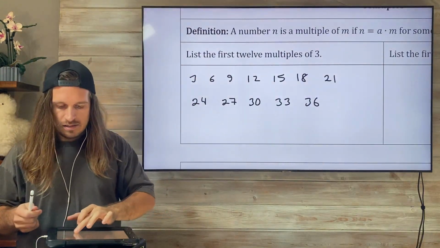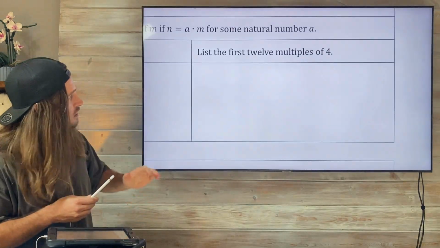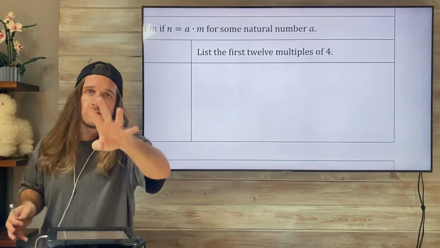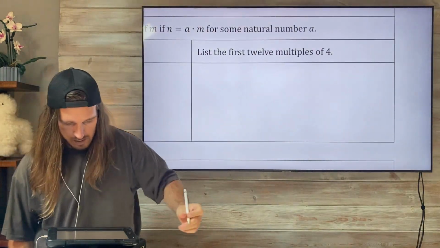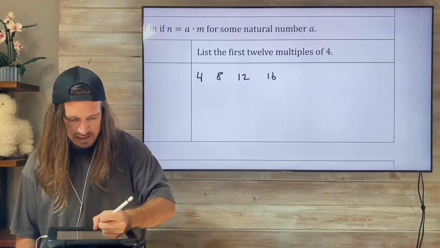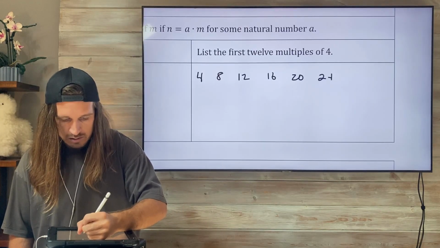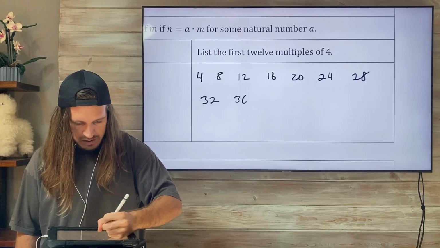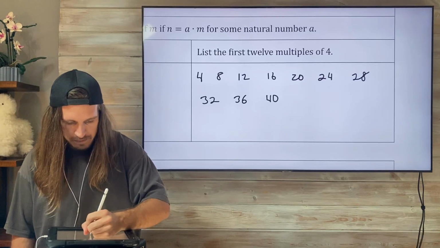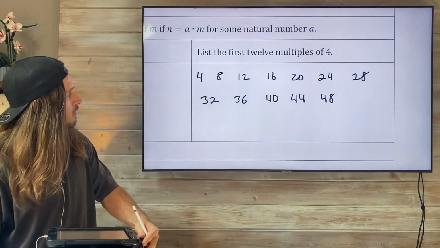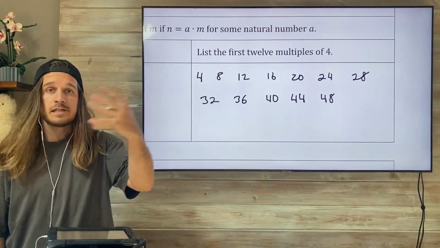All right, pause the video, and I want you to list out the first 12 multiples of 4. Do it for 4. And that will be 4, 8, 12, 16, 20, 24, 28, 32, 36, 40, 44, and 48. Those are the multiples of 4, right? So that's what multiples are.